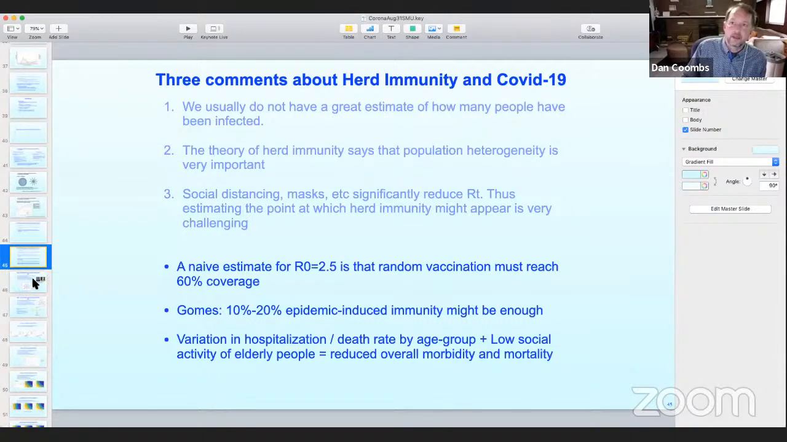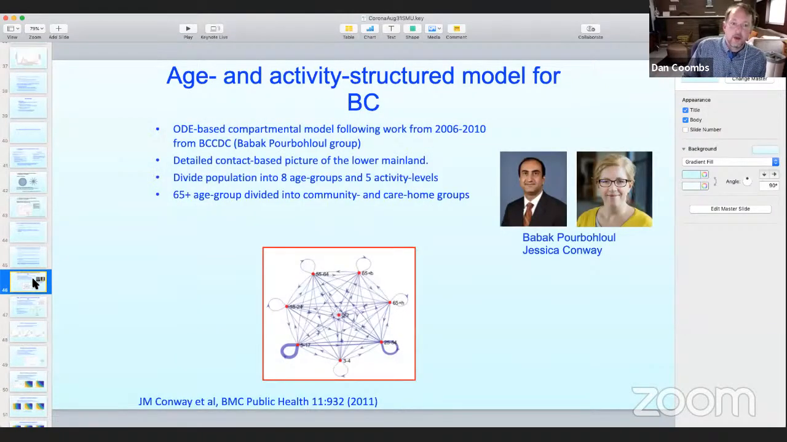Okay, I think I have just a minute or two left. So we built, back in 2009, 2010, with some colleagues, Babak and Jessica, who are pictured here, a model for BC, which has multiple age groups and has some people being highly active in social life or work life, and they have lots of contacts, some people don't. And we can use this now to study questions around coronavirus on the assumption that not much changed over the last 10 years.